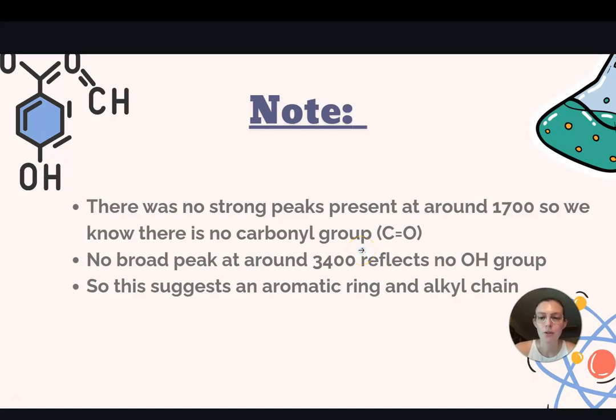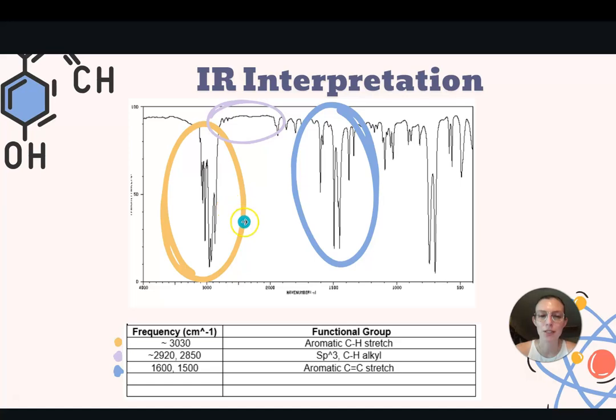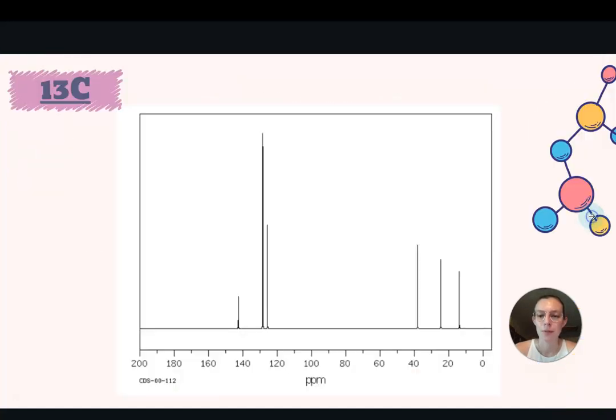By looking at that graph, we can see that there are no strong peaks present around the 1700 area, so we know that there's no carbonyl group present in the molecule, no C double bond O. There's also no broad peak around the 3400, which reflects no OH group, so we're not dealing with an alcohol. This suggests that we're dealing with something that has an aromatic ring and an alkyl chain. By going back here, you can see that we're missing those two elements, so we're able to determine that the molecule does not have either of those.